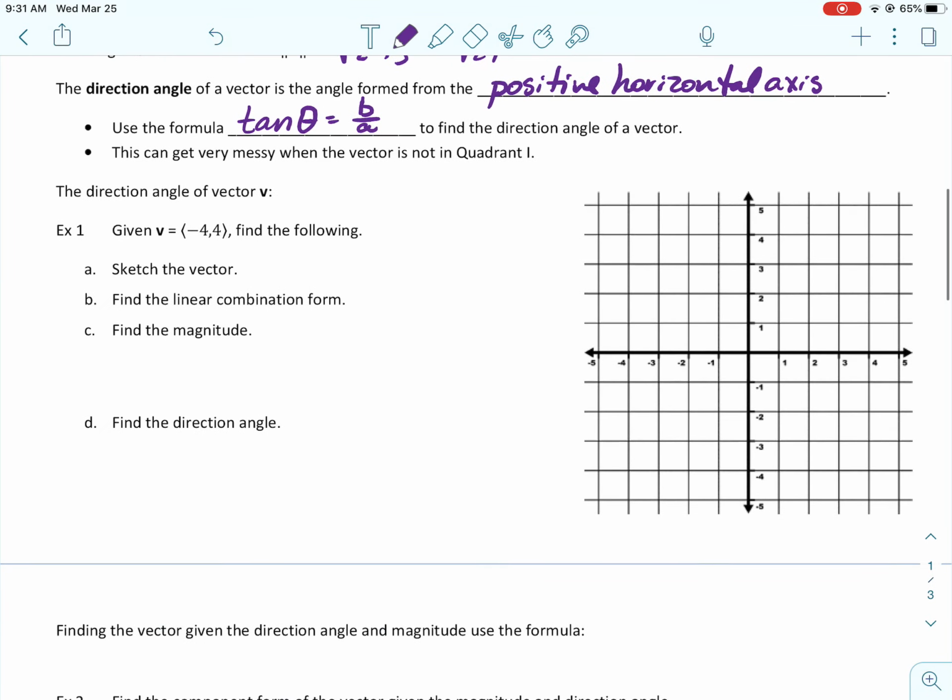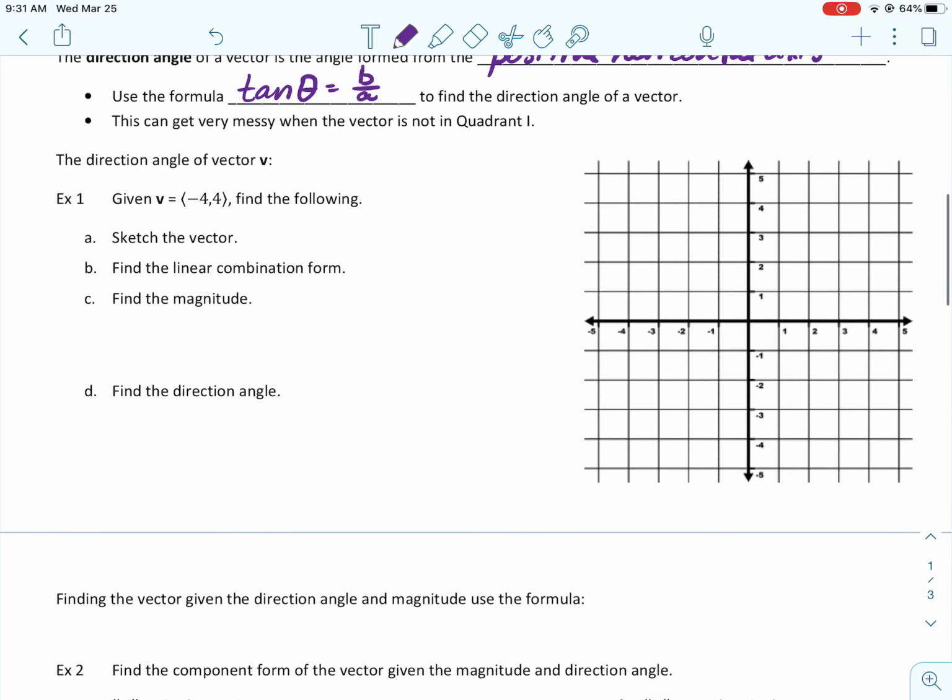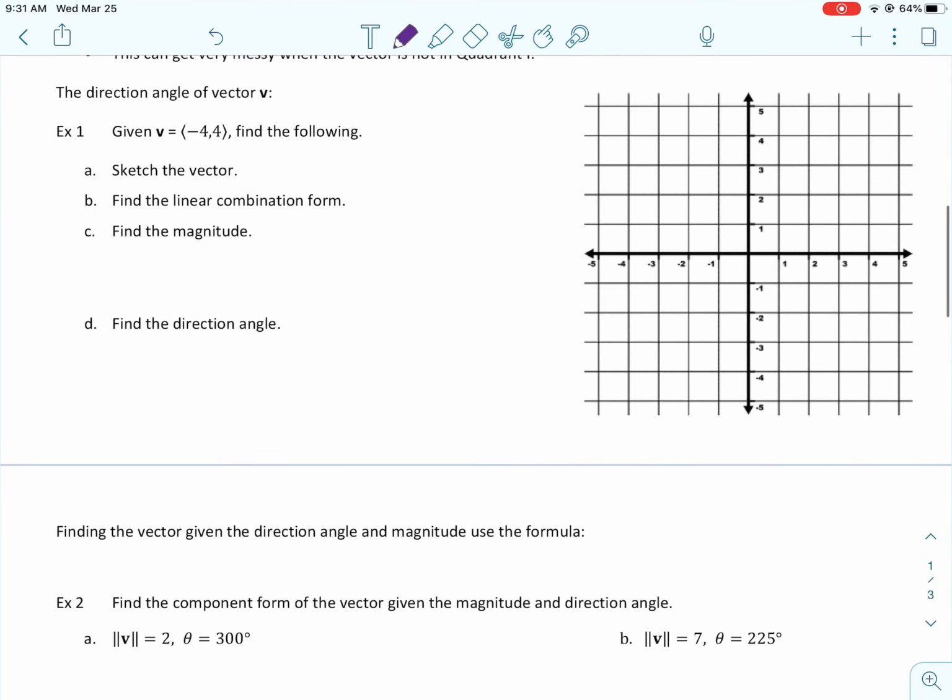where a is the horizontal component of the vector and b is the vertical component. Now, this can get a little messy if the vector is not in quadrant 1, and we'll talk about that in a second.